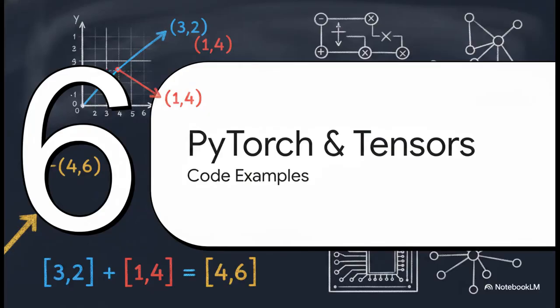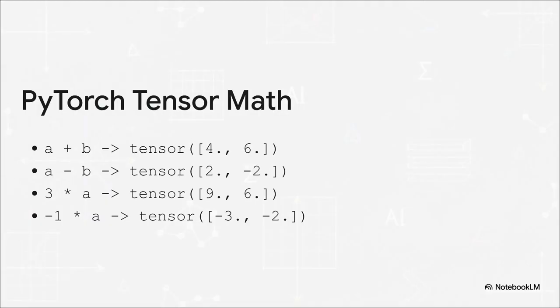Finally, Section 6, PyTorch and tensors, looking at some actual code examples. Now obviously, engineers don't calculate all this by hand. They define their inputs as what we call tensors. Here, tensor A is 3.0, 2.0, and tensor B is 1.0, 4.0. From there, PyTorch handles all the component-wise math automatically.